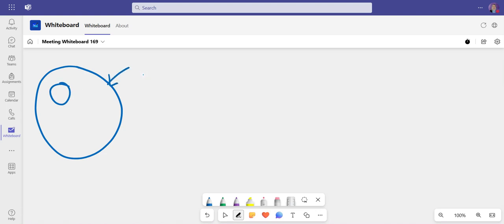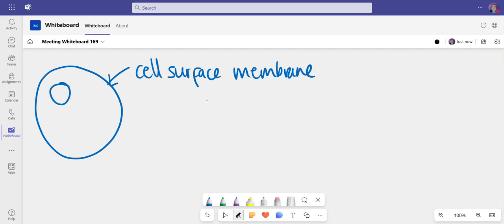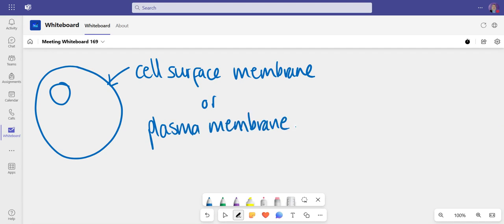Now, when you're labeling it in a diagram, please call it a cell surface membrane or call it a plasma membrane. Sometimes it's been known that if you just write cell membrane, you don't get the mark because it's not detailed enough. So please call it a cell surface membrane or a plasma membrane.